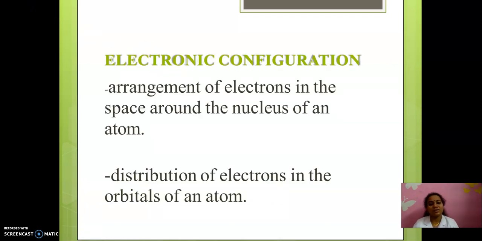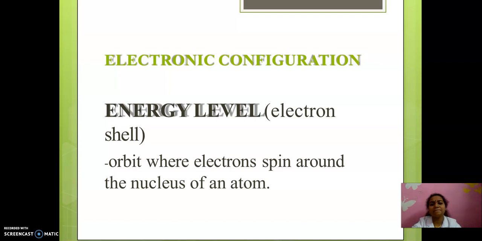What do you mean by electronic configuration? It is the arrangement of electrons around the nucleus. We know that electrons are revolving around the nucleus in shells. Each shell contains subshells. So it is the distribution of electrons in the orbitals of an atom. We can see there are certain energy levels, and inside these energy levels, electrons are revolving.